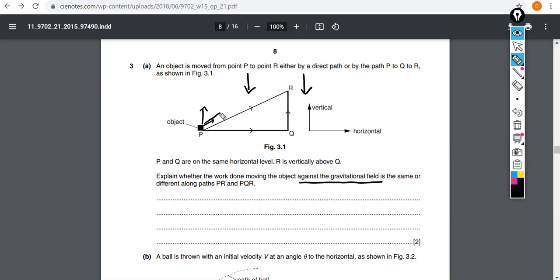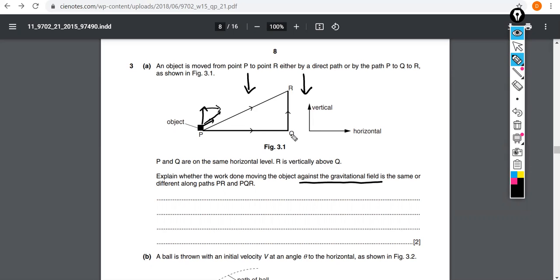So we can think about it like, if it's going up and to the right, there's a component up, and there's a component to the right. And so only the vertical component of this force vector here is going to contribute to the work.